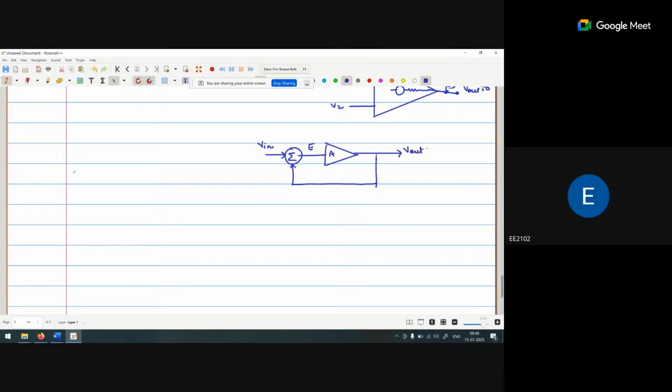It is called the error. In the feedback, if I am having some loop or feedback gain, okay, this is a type of feedback circuit. If I am taking an example of this feedback circuit, suppose I have a circuit.